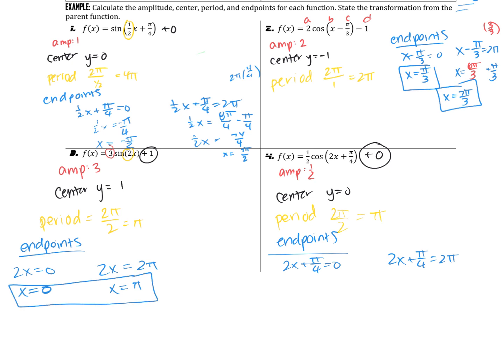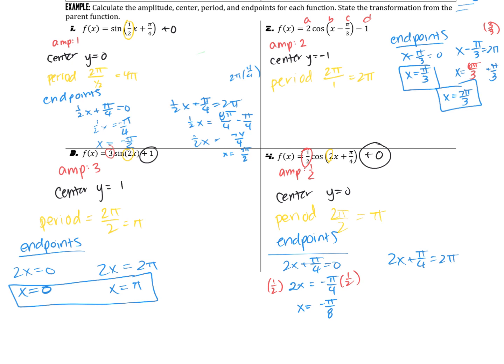Last but not least, on number 4, the absolute value of a, our amplitude is 1/2. Our center is y equals 0. Our period is 2 pi divided by 2, which is just pi. And our endpoints, 2x plus pi over 4 equals 0. So 2x equals negative pi over 4. And then if I divide both sides by 2, I'm going to get x equals negative pi over 8. Divide both sides by 2 or multiply both sides by 1/2. It's a little easier to see the fraction work there.